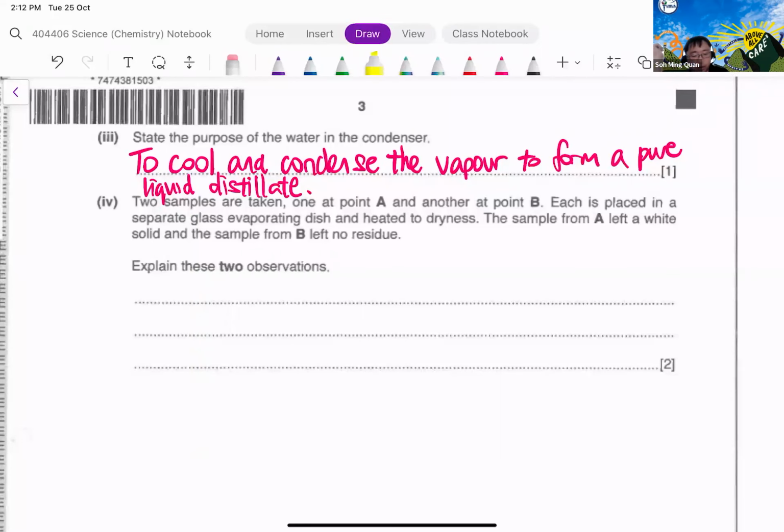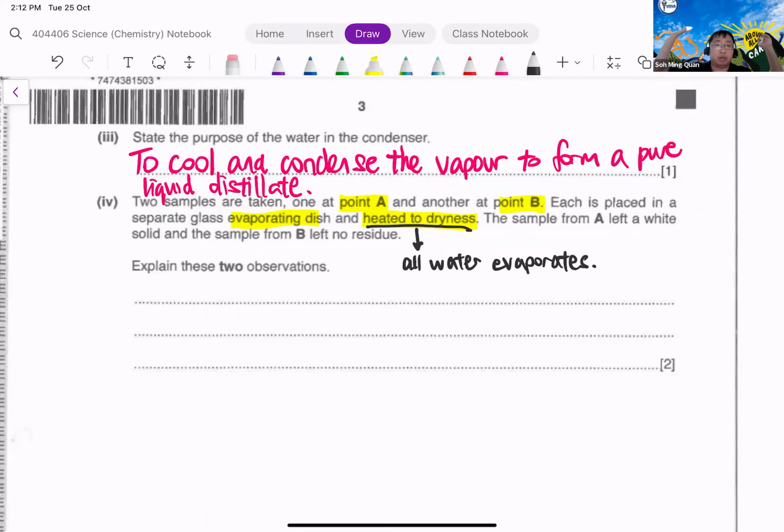Highlight keywords. The keyword is point A, point B, of course, right? Because point A and point B are different things. And what do you do with it? You place it in an evaporating dish and you heat to dryness. This is important. Heat to dryness means what? All the water evaporates. That means your answer, whatever that's left behind in each sample is not water.